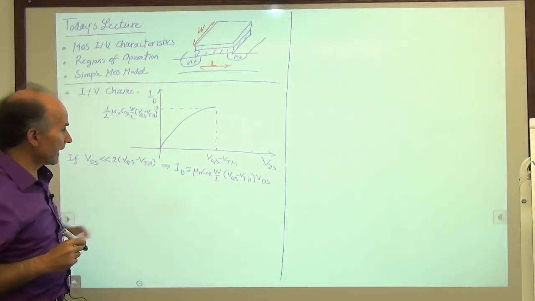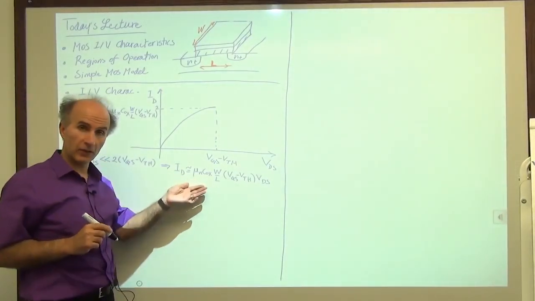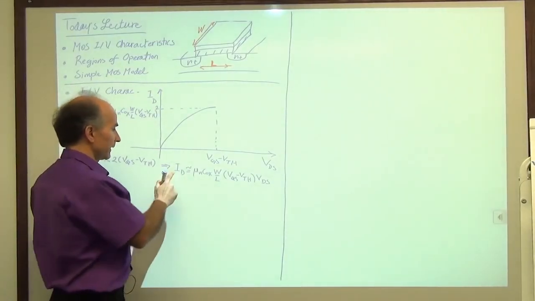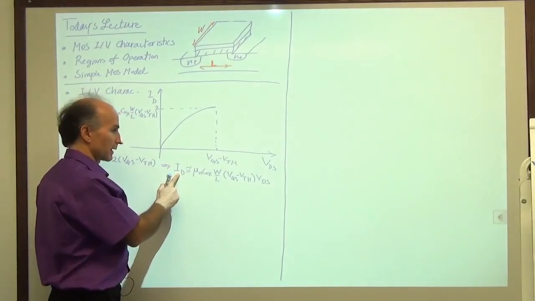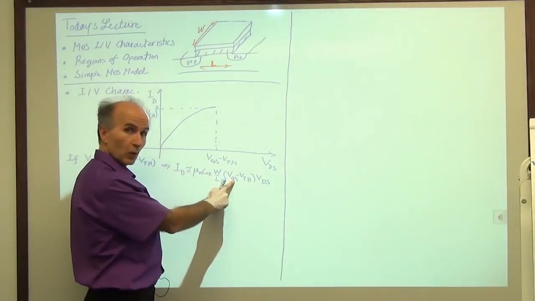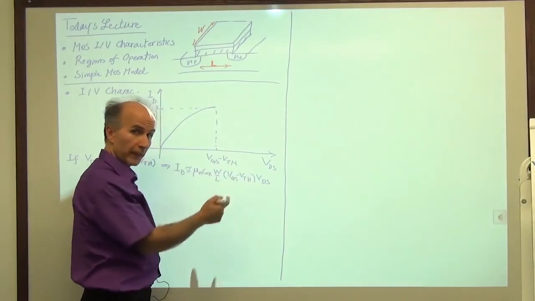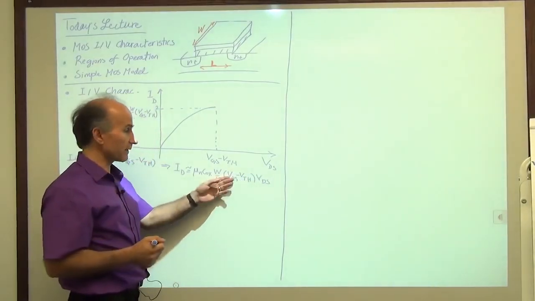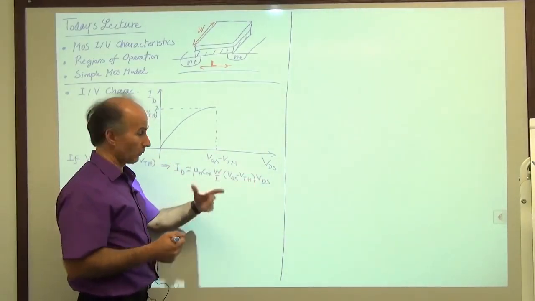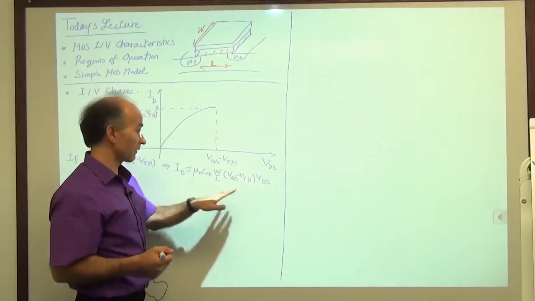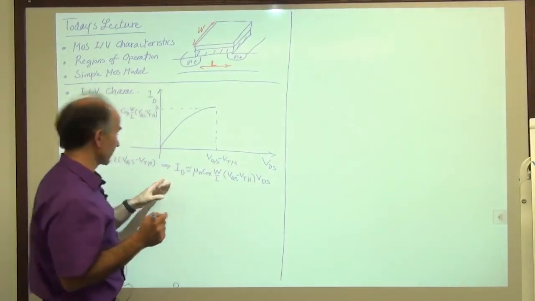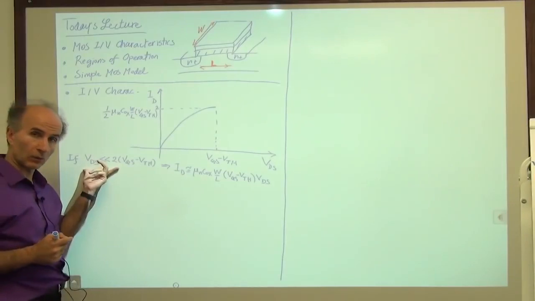Okay, so this has some interesting interpretations. First of all, we see that ID now is linearly dependent upon VGS or VDS. So again, if you want to keep VGS constant and vary VDS, we have a linear relationship. If you want to keep VDS constant and then vary VGS, we also have a linear relationship. Of course, so long as this condition holds.